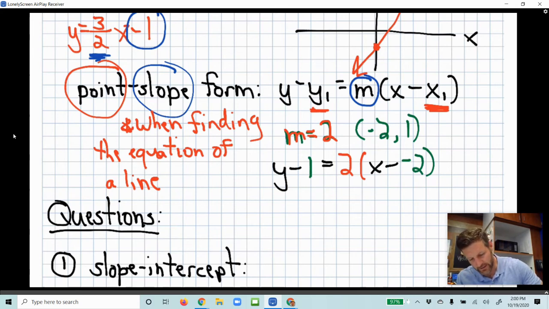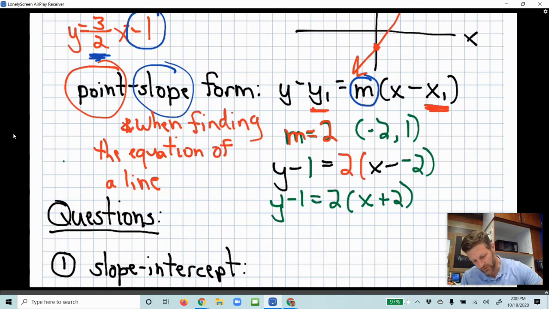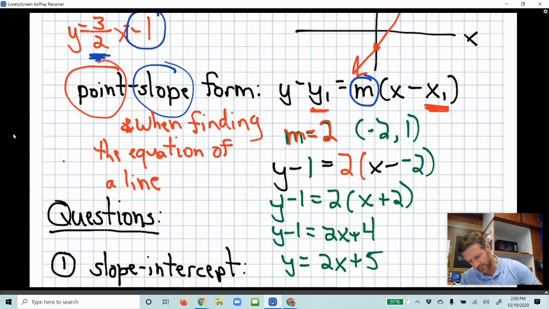And now if I just solve this, I'm going to get an equation that will allow me to graph. Watch. So y minus 1 equals, and first I'm going to simplify this, 2 times x, and x minus -2 just simplifies to x plus 2. Okay, I'm going to distribute, so y minus 1 equals 2x plus 4. And then I'm going to add 1 to both sides, so then I get y equals 2x plus 5.